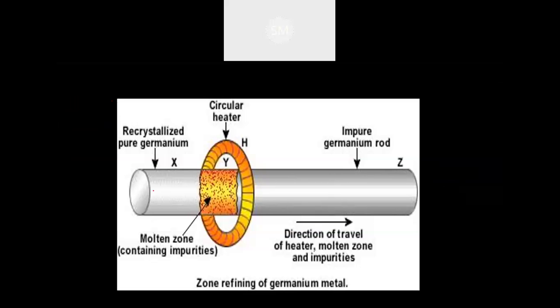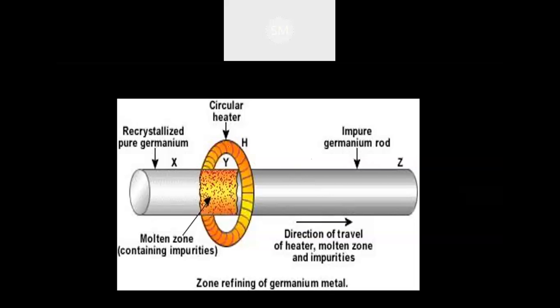They will take that impure rod. You can see here an impure rod, germanium is taken here, and there is a circular heater surrounding it. The circular heater will be there, and the germanium rod will be fed inside it. This heater is at a very high temperature. You can see from the color, yellow-orange. So this circular heater will be passed through the rod.